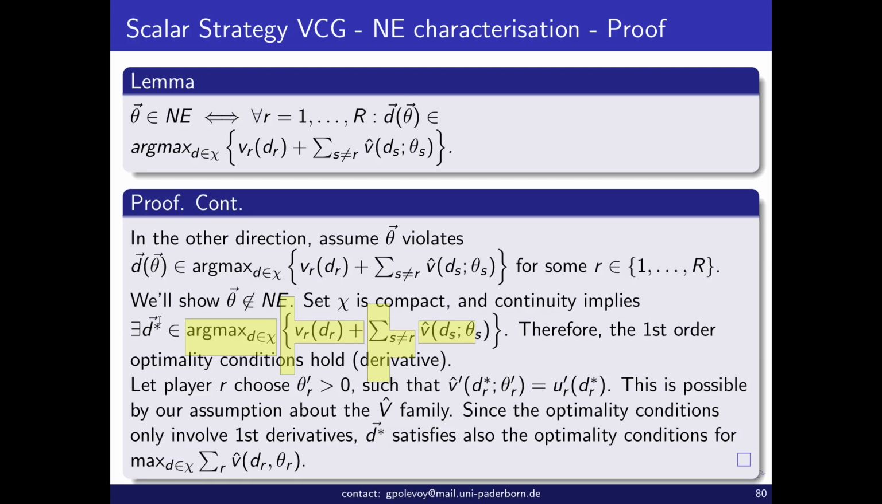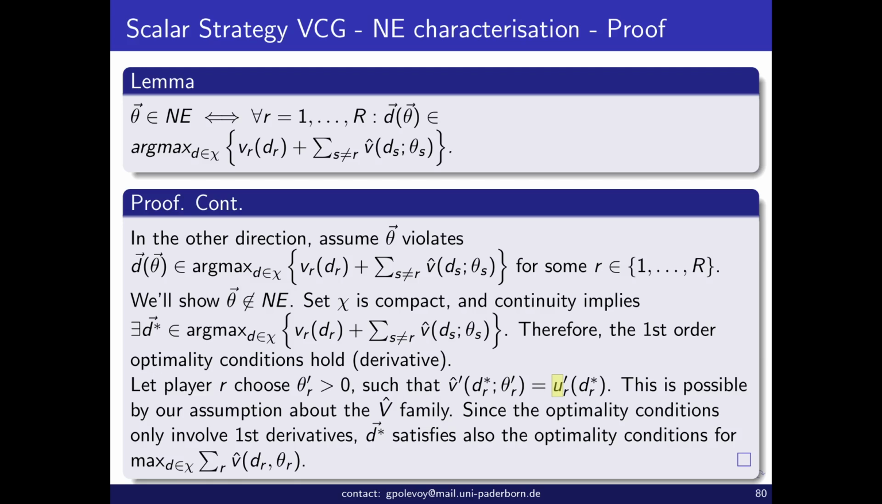Now let the player choose some theta R prime, that of course will be the deviation, which we'll see is profitable. Let's choose some positive theta such that the derivative of this function at D star R will be exactly the derivative of the given v, it has to be v, not u, apologies, at this D star.